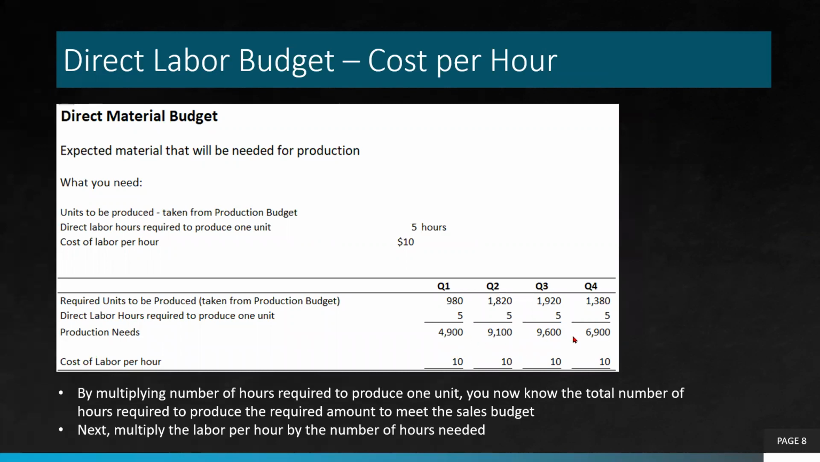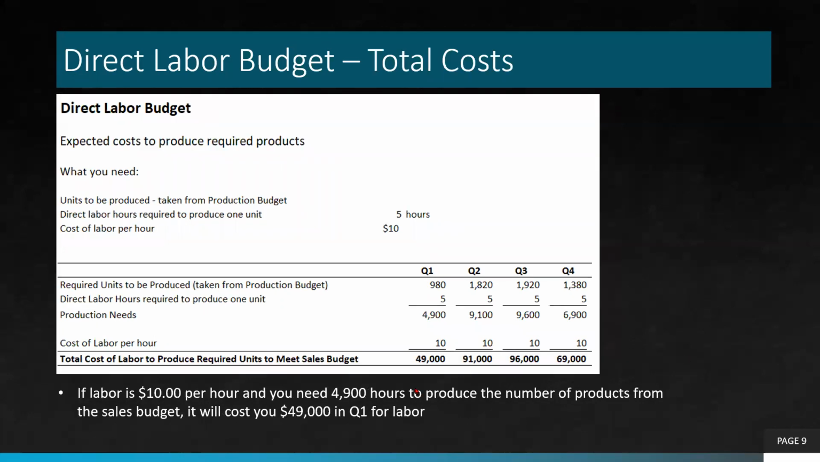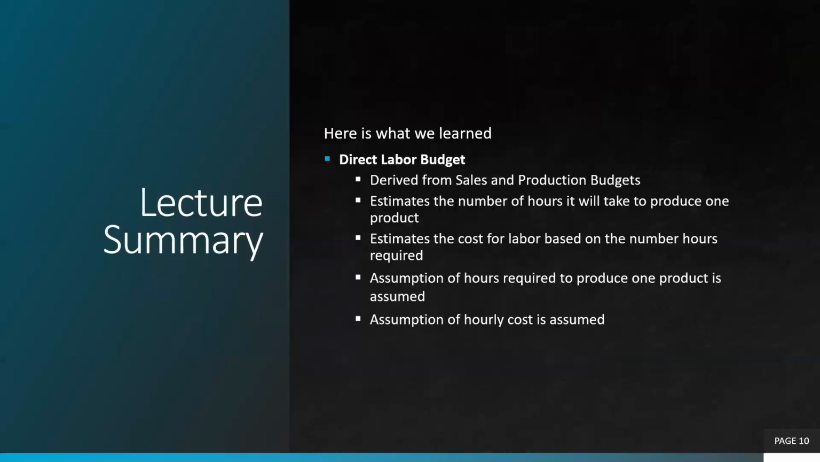So now that we have the number of hours that we will need, 4,900, 9,100, 9,600, and 6,900 in each respective quarter, we know that our cost of labor, which we made an assumption, is $10 per hour. So we're going to take the number of hours and multiply that by the cost of labor per hour. And it will tell us the total cost of labor we will need to produce the number of sales that were required to be sold from the sales budget.